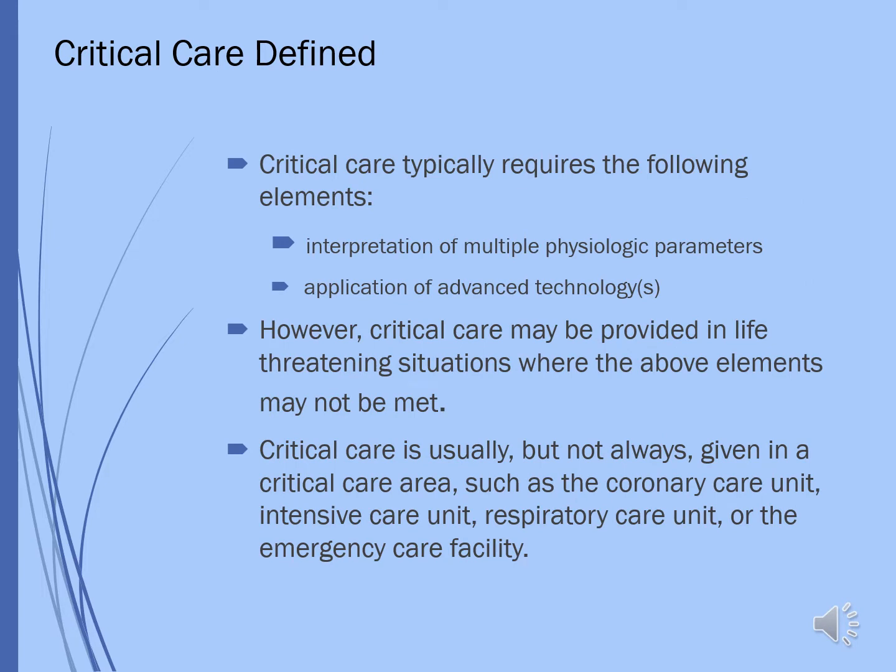Critical care typically requires the following elements: interpretation of multiple physiologic parameters, application of advanced technologies to prevent further deterioration of the patient's condition. However, critical care may be provided in life-threatening situations where the above elements are not met. Critical care is usually, but not always, given in a critical care area, such as the coronary care unit, intensive care unit, respiratory care unit, or the emergency care facility. So that means that critical care can be provided on a standard floor. It all depends on the patient's condition.